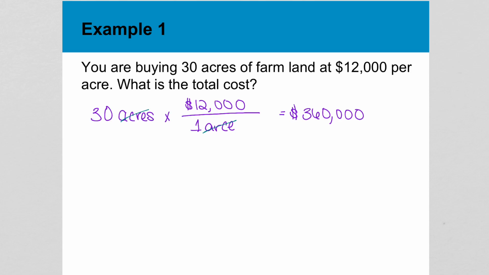We found that the land cost $360,000 and noted that the answer has come out with the units we expected. It's come out larger. We expected that. Okay, if 1 acre is $12,000, then 30 acres better be more than that, right? If we came out with a smaller number, we know we've done something wrong.